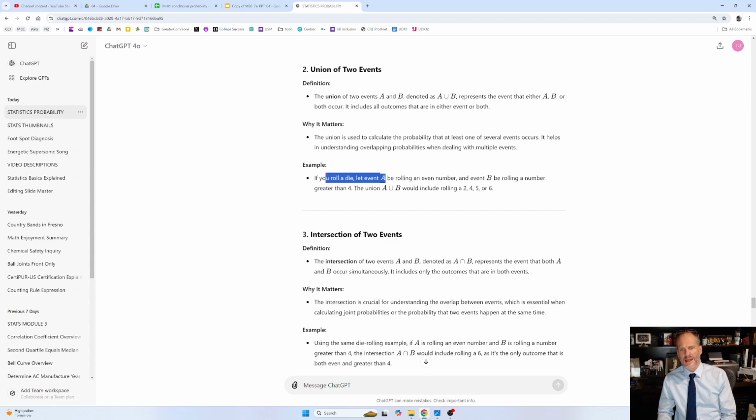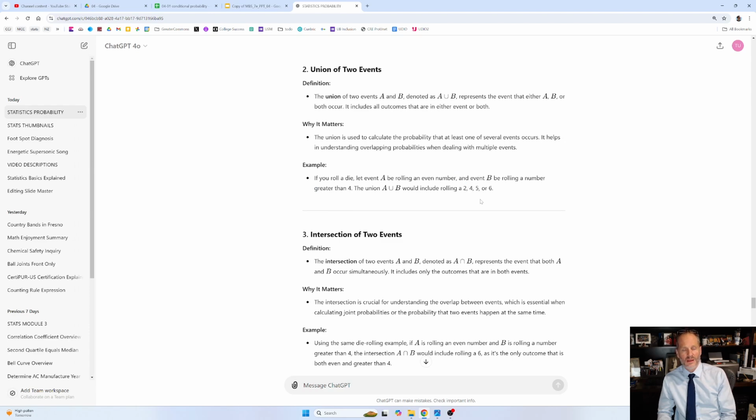If you roll a die, let event A be rolling an even number and B be rolling a number greater than 4. The union of A and B would be even numbers, 2, 4, and 6, plus numbers greater than 4, which is 5 and 6. And notice we didn't list 6 out twice, even though 6 is greater than 4, and 6 is also an even number, right? The union of this is just 2, 4, 5, and 6.